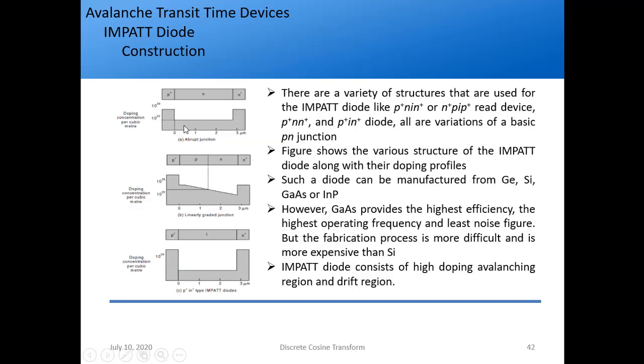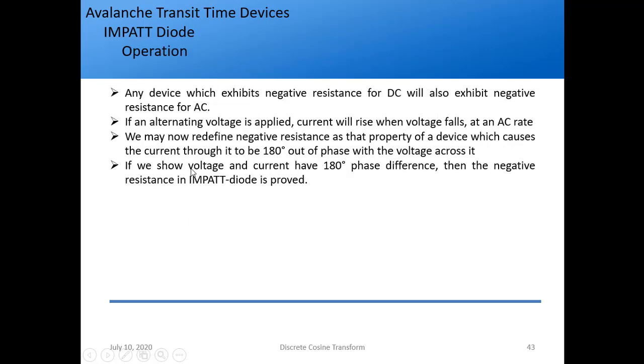So this is the structure: P plus N N plus, or P plus P N N plus, or P plus I N plus. And you see the doping is very high here. So resistivity is low, and the resistivity would be very high here, because the doping is low here. So this plus indicates very high doping region. Usually we use GaAs again because it provides the highest efficiency for the construction of this diode.